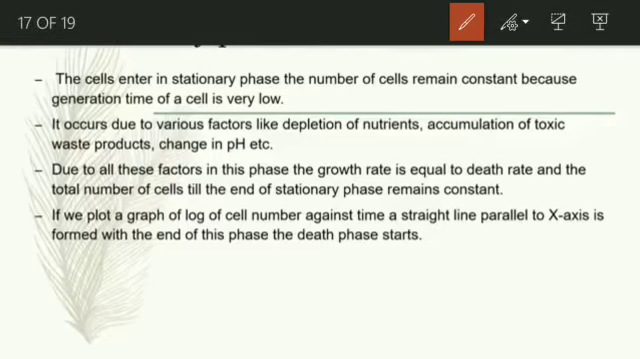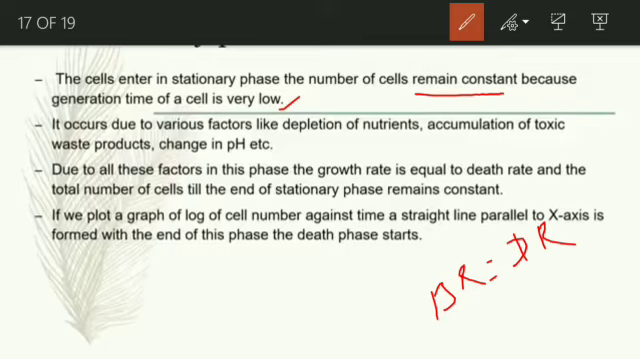I already explained the stationary phase, where the birth rate is equal to the death rate. So you could see that the number of cells in the stationary phase remains constant. When the birth rate equals the death rate, the size of the population remains constant, because the generation time of the cell is very low.